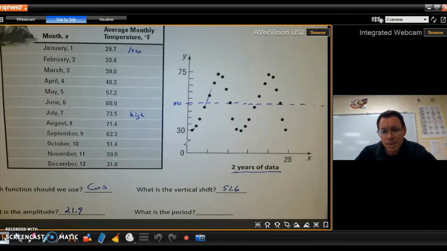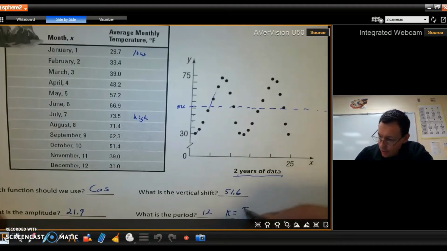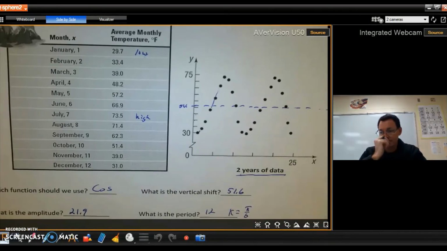Okay, what is the period? Well, again, one cycle is 12 months, just like in the other problem, it was 12 hours. So again, we're going to get a k value of pi over 6. Okay?